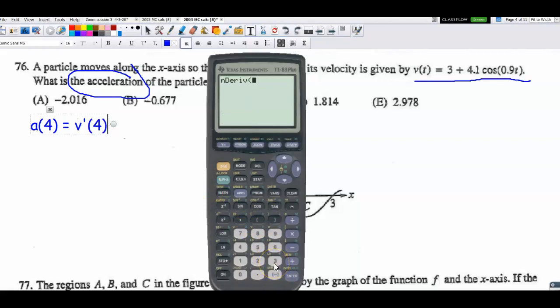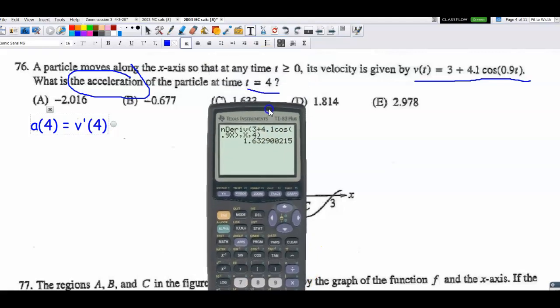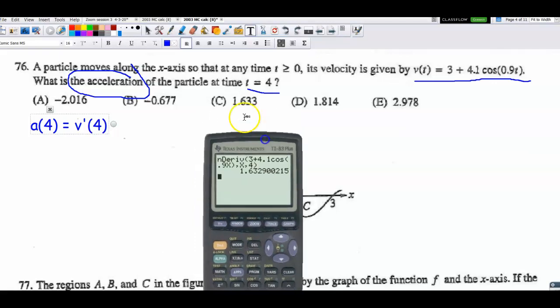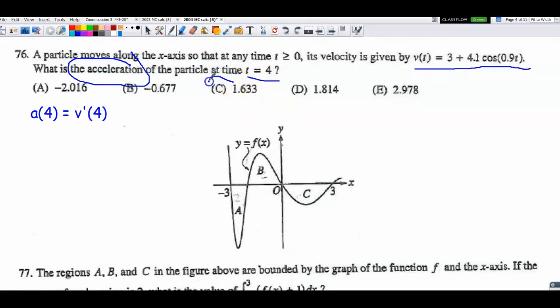I'm finding the derivative of the function 3 plus 4.1 cosine of 0.9x. Type very carefully because one little slip can mess you up. In terms of x at 4. Depending on your calculator, you'll use whatever syntax your particular calculator requires. I press enter, and I know that the derivative of velocity is 1.633, which is letter C. So that's 76.